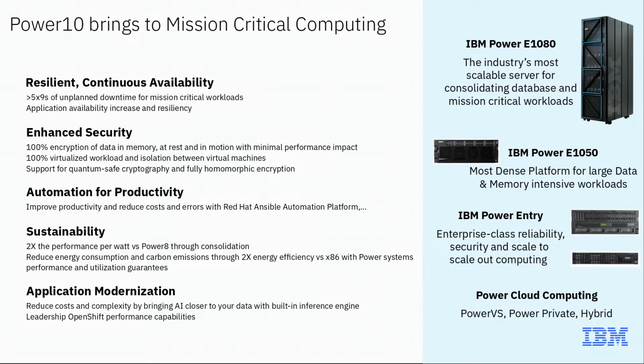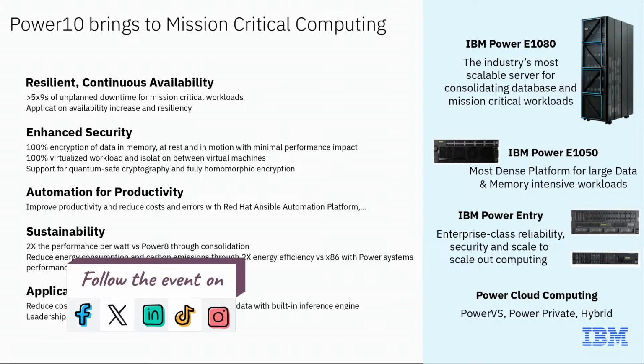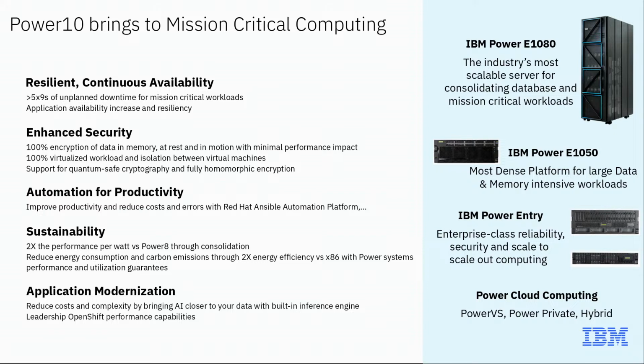Second element, in this world of cybersecurity threats, it's important to have enhanced security. This machine is developed to enable you to protect against this kind of threat. You should know that the workloads on IBM Power are always encrypted in memory, at rest, and in motion, with a minimum impact. So this is very secure. It is always 100% virtualized. So when I'm saying 1,920 threads, you can put a lot of different applications.